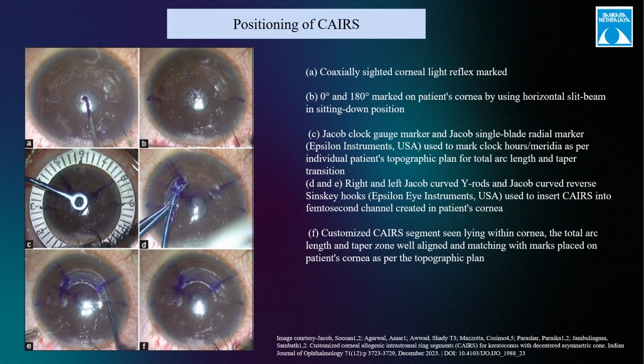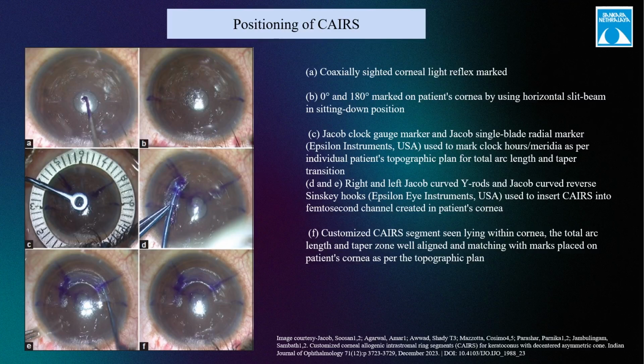After that, what we do is we go with a gauge marker, and a Jacob single blade radial marker is used. It will mark the clock hours as per the individual patient's topographic plan. Now, as you can see in the first and the second, she is marking. After that, the C and D is the radial gauge marker. In the D, she is opening it up.